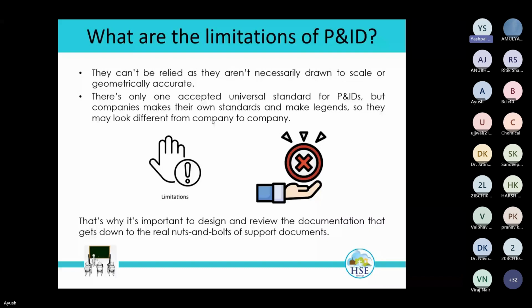So you will find, when you see any company's project documents, the legend sheet first. That's why it is important to design and review the documentation that gets down to the real nuts and bolts of the support documents. So these are the limitations of the P&ID, but very few limitations, like it is a 2D diagram, not to scale. Other than that, there are a lot of advantages of the P&ID. That is why it is called a language for chemical engineers.